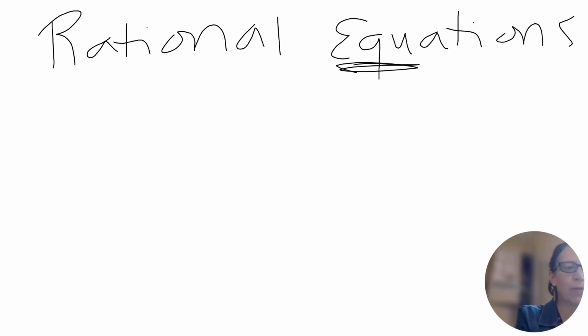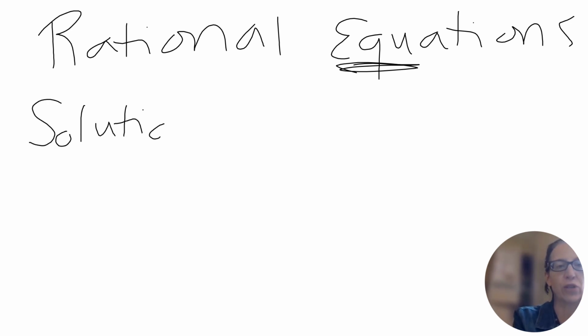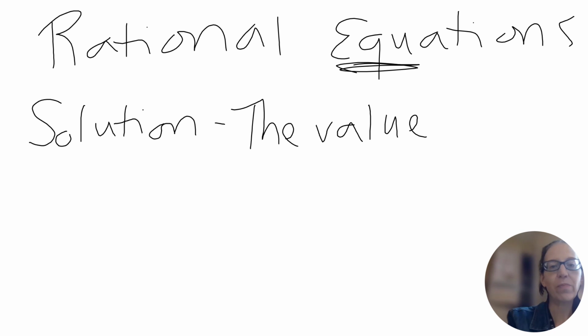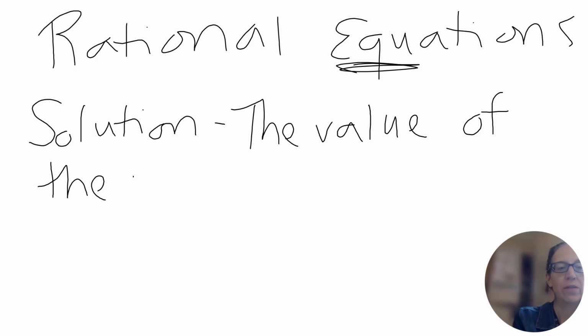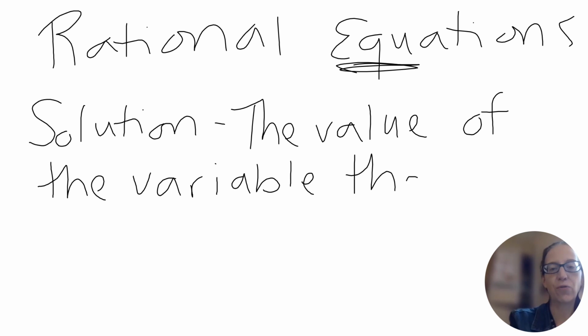What is critical to remember here is what a solution is. So if you're not really clear on what a solution is and you think a solution is just an answer, well, answer could be a lot of things. An answer could be a graph. An answer could be, I don't know, like some kind of picture that you draw. A solution is the value or values, depending on whether or not you have more than one, the value of the variable that makes the equation true.